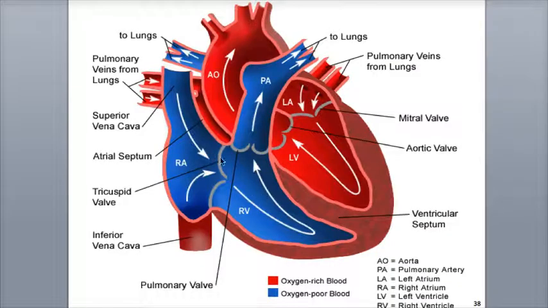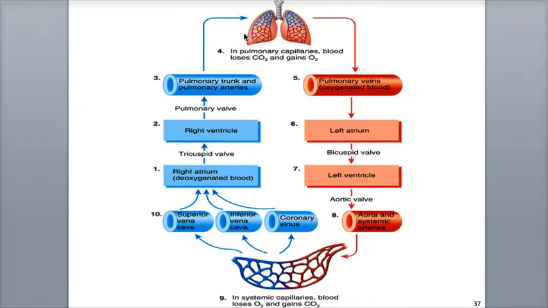The right side of the heart pumps deoxygenated blood, oxygen-poor blood, to the lungs. In particular, to the air sacs called the alveoli through the pulmonary circulation. The blue color in these diagrams represents deoxygenated blood.